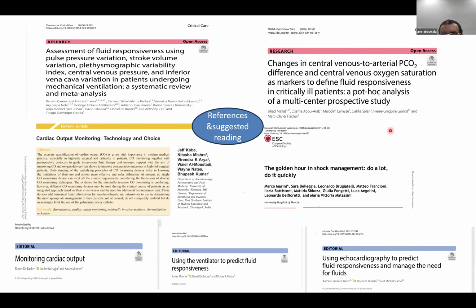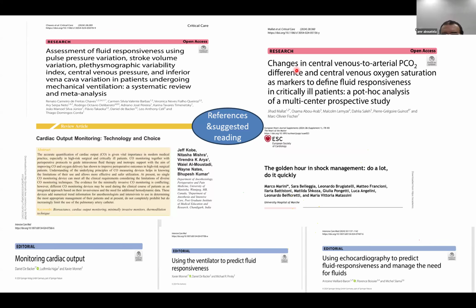By the way, there is one paper here that I did not mention because of the time, by our friend Dr. Jihad Malat in Cleveland Clinic. Changes in central venous to arterial PCO2 difference and central venous saturation difference as a marker to define fluid responsiveness. It's a very nice paper, just published one month ago.